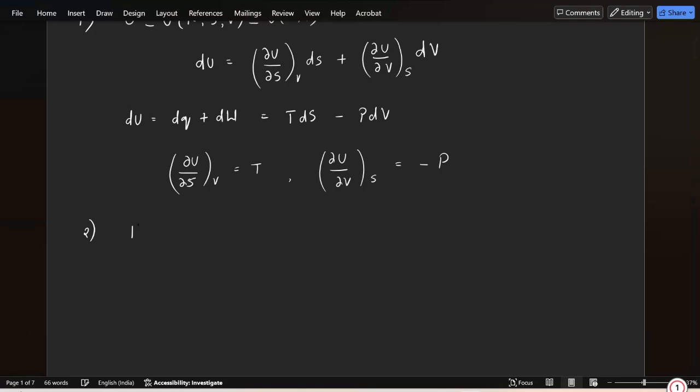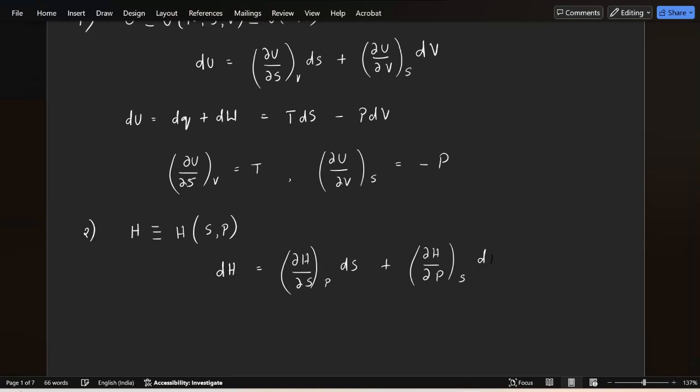Yeah. So now we go to enthalpy next. What are the natural variables of enthalpy? Leave N out of it. So it is S and P, entropy and pressure. Because of that, we can write the total differential dH as del H by del S, keeping pressure constant, dS, plus del H by del P, keeping entropy constant, dP.